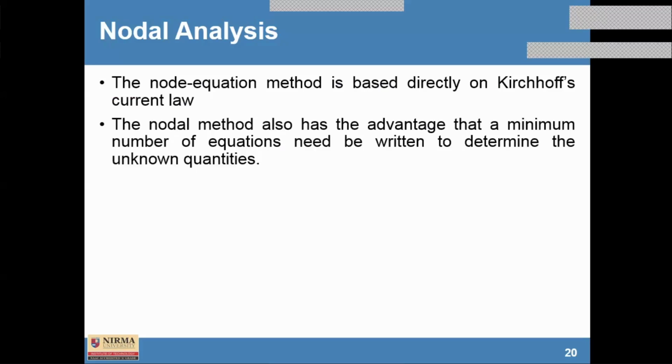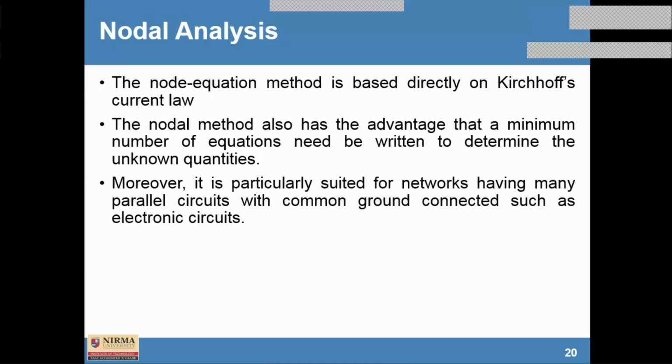Now the nodal method also has the advantage that a minimum number of equations is needed to determine the unknown quantities, which I already explained. Sometimes it could be difficult to write and solve a matrix of 6 by 6 or 7 by 7. Here we can write the minimum number of equations and identify the current flowing through each branch. The third thing is that it is particularly suited for networks having many parallel circuits. This is the second advantage.